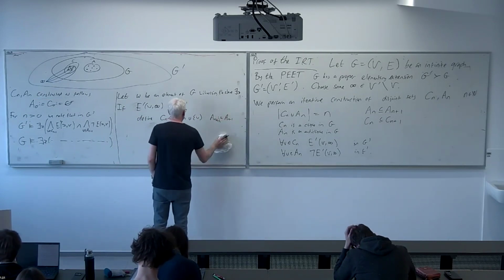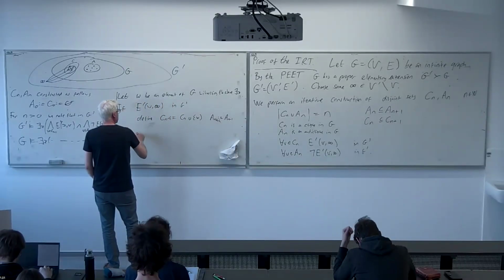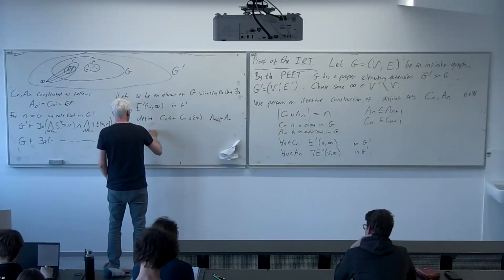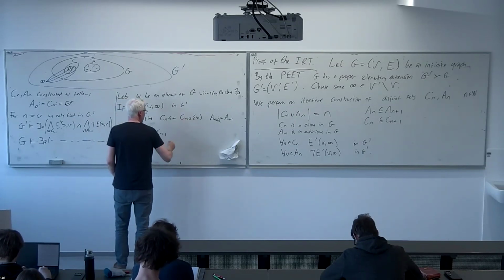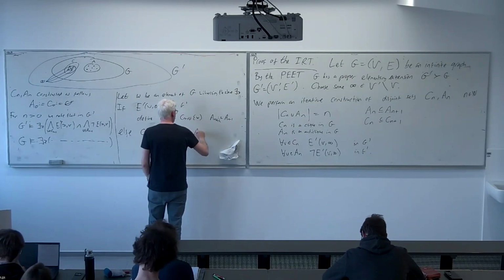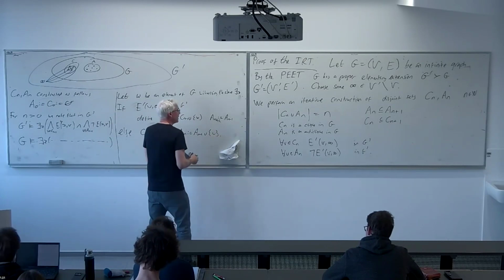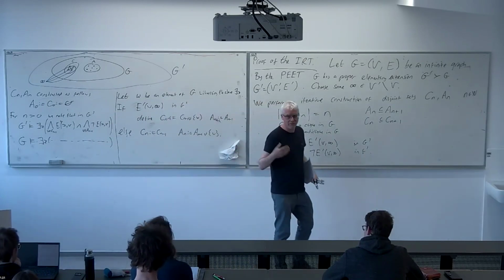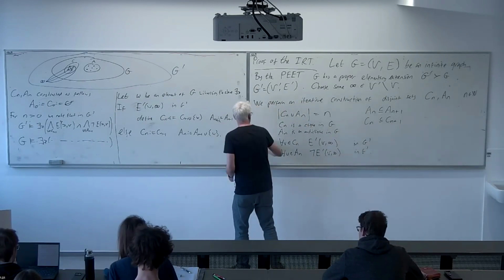We leave that unchanged. Else, we leave Cn unchanged, and we define An plus 1 to be equal to An together with W. And clearly this maintains the properties. So we're nearly done.